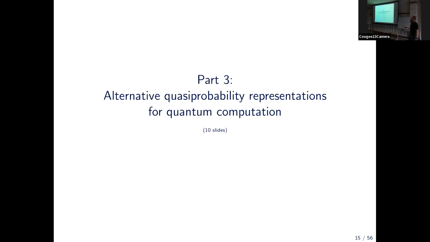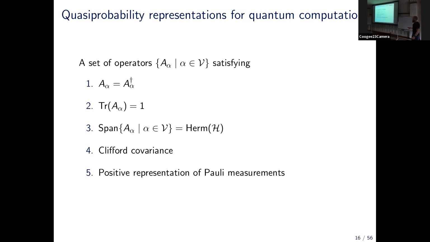So, some examples of new quasi-probability representations that don't fit the definitions of the standard Wigner function, but do give the simulation properties that we want. So first, we can boil down exactly what properties we need our Wigner function, or our quasi-probability representation, to satisfy in order to be useful for simulating quantum computation. Because the standard definition of the Wigner function has all kinds of other assumptions that aren't necessarily relevant here. So this is basically where these quasi-probability representations come from.